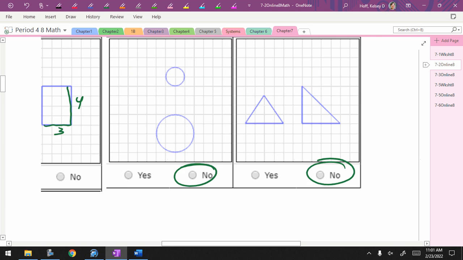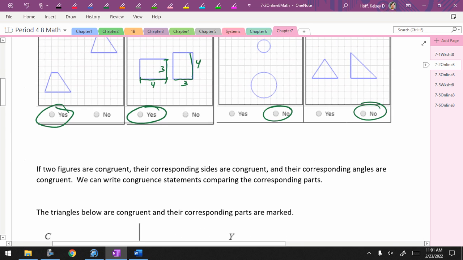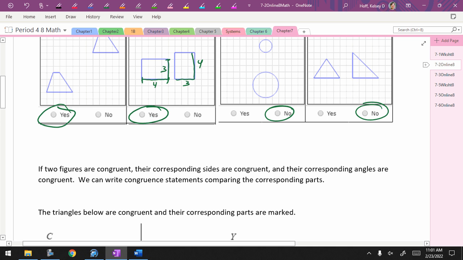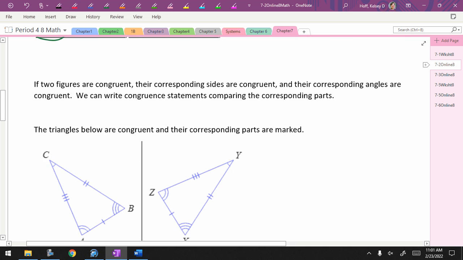So yesterday we talked about orientation and making sure that we talked about the order of the letters. And that's going to come into play today. So if two figures are congruent, their corresponding sides are congruent, their corresponding angles are congruent. We talked about yesterday, the length of this triangle and the length of this side are the same. The angles match up. So today we're going to write congruent statements showing the corresponding parts matching up. Today, order matters. If you write AB versus BA, it matters.